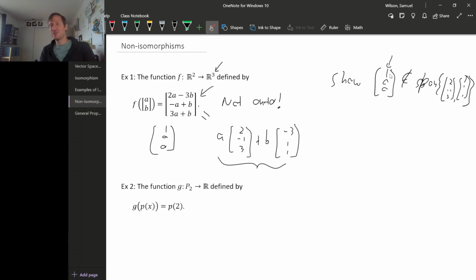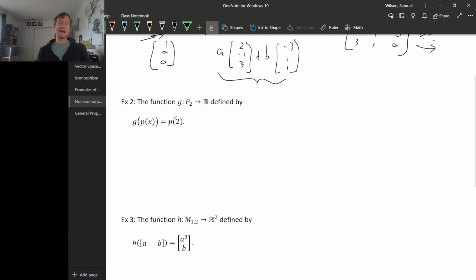Of course, to show that (1, 0, 0) isn't in this span, you can take these vectors, (2, -1, 3), (-3, 1, 1), and (1, 0, 0), and do a row reduction and interpret the results. So this function, even though it looks so promising because it preserves vector space structure, is not onto, so it's not an isomorphism. All right, how about this one?